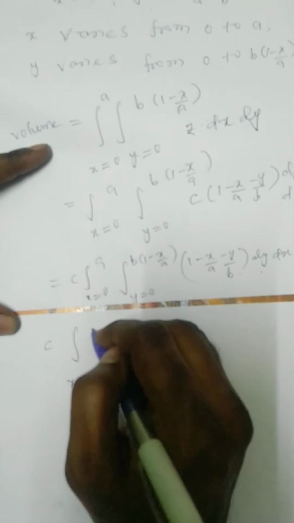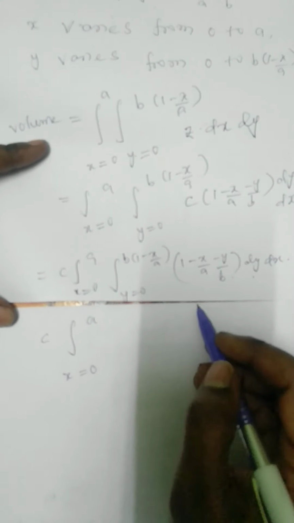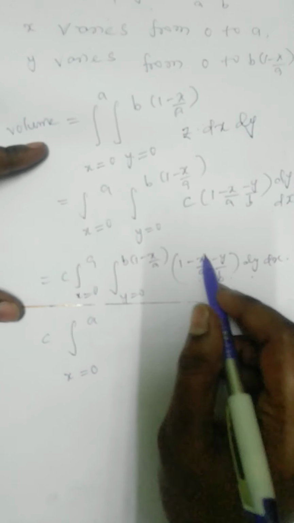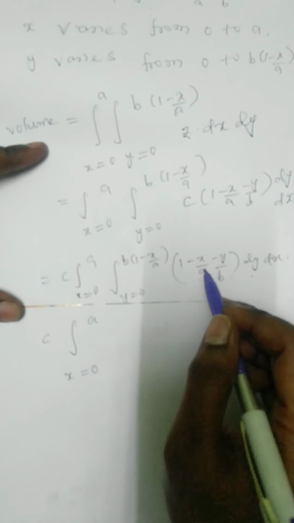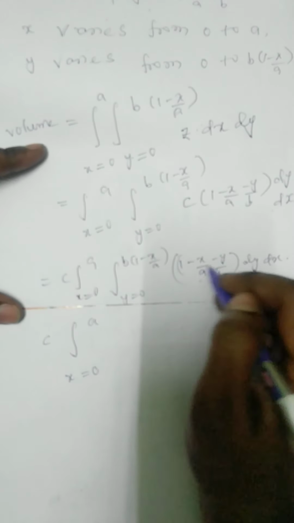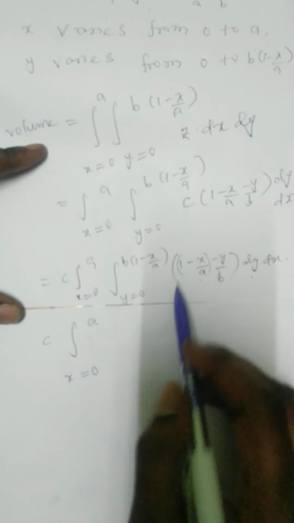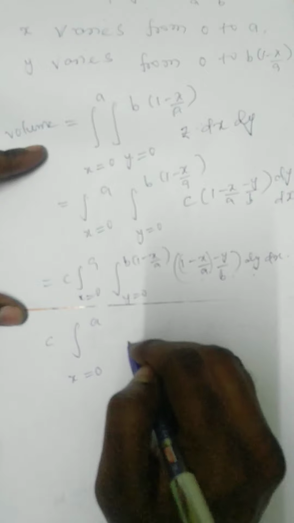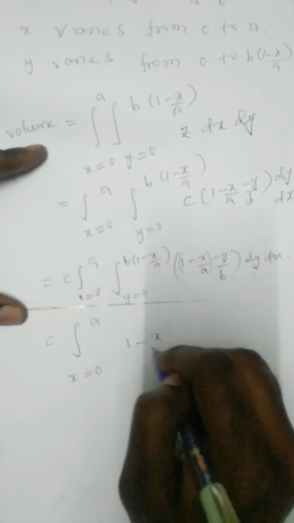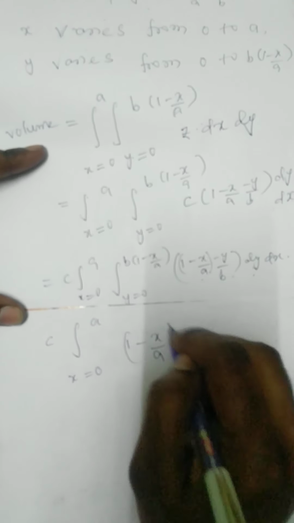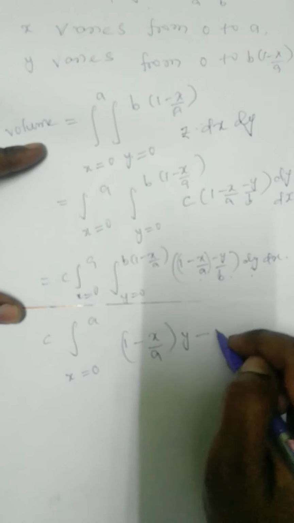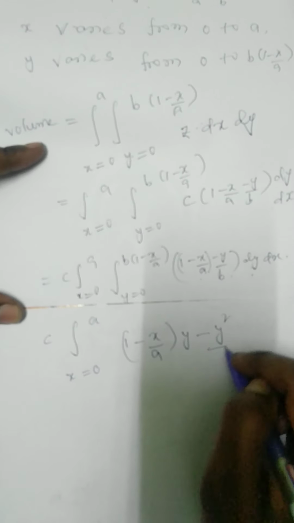Integral x equals 0 to a. Here 1 minus x by a is a constant, so we can take it outside: 1 minus x by a into the integration of dy. This is 1 minus x by a, I am taking as one term. 1 minus x by a into the integration of dy is what? Y. Minus the integration of y is what? Y square by 2.